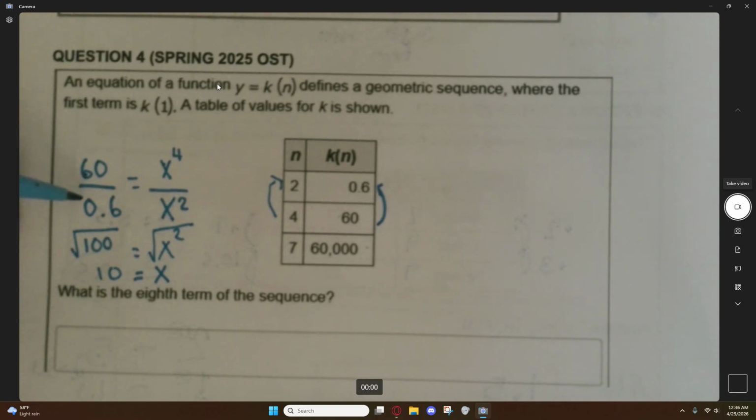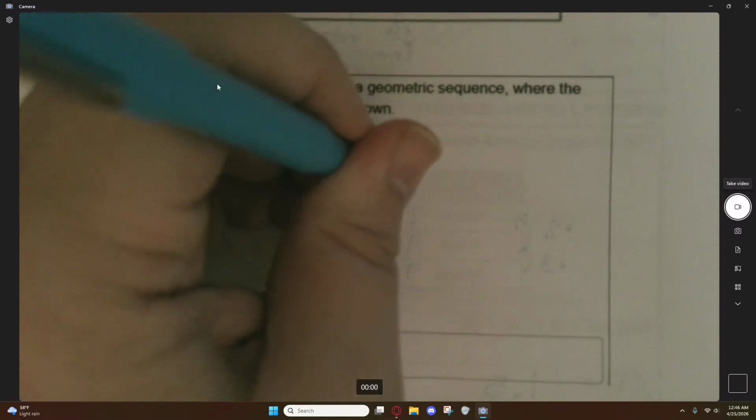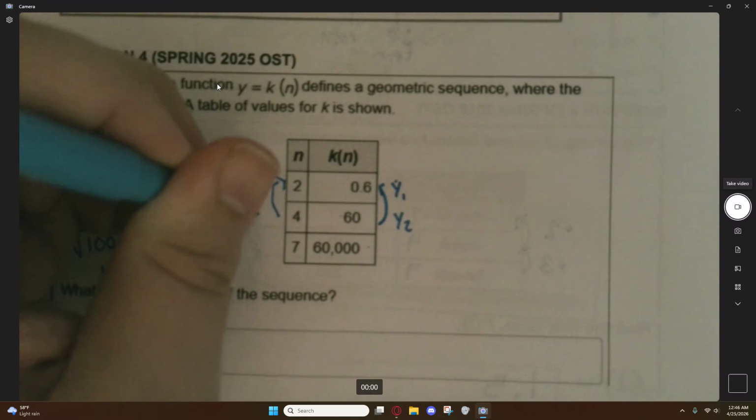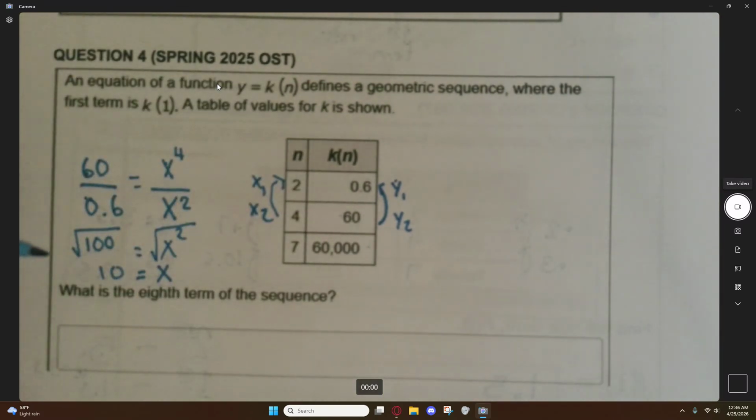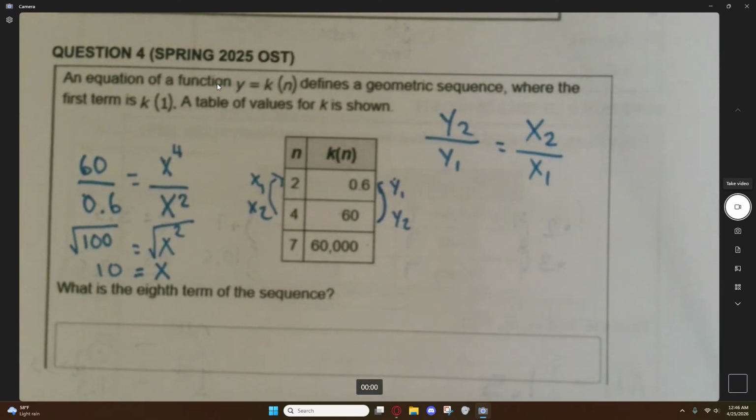Let's just label these for the sake of ease. This would be your y1, this would be your y2, this would be your x1, this would be your x2. So instead of doing the slope formula where you do y2 minus y1 over x2 minus x1, you do y2 divided by y1 equals x2 divided by x1.